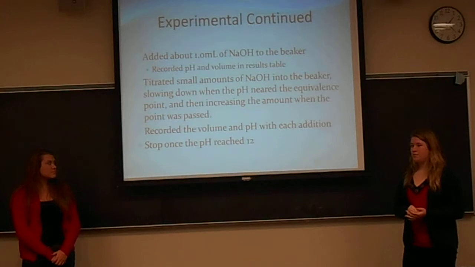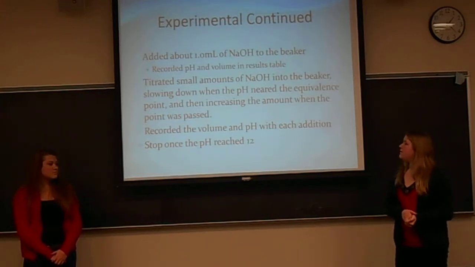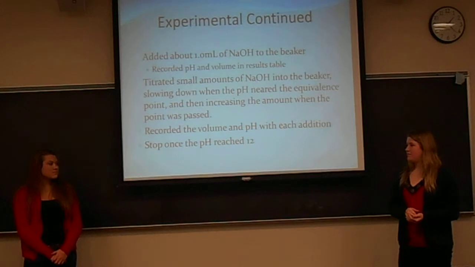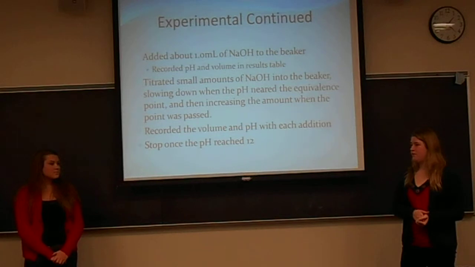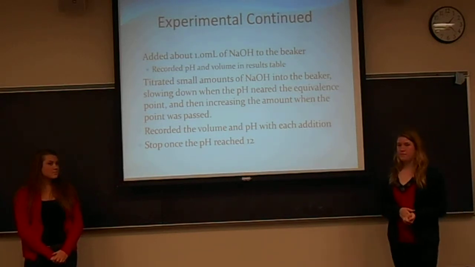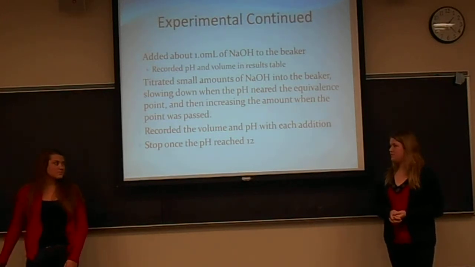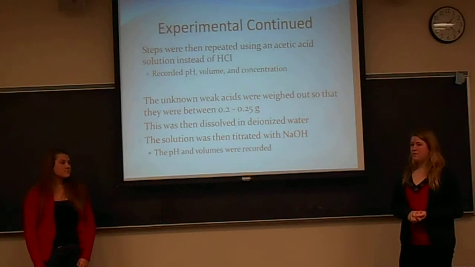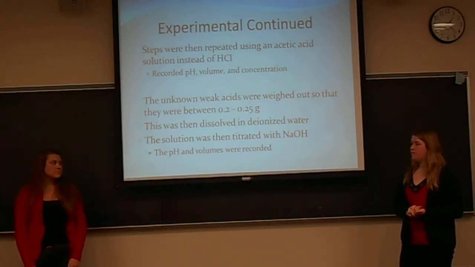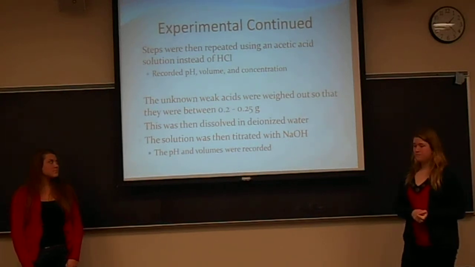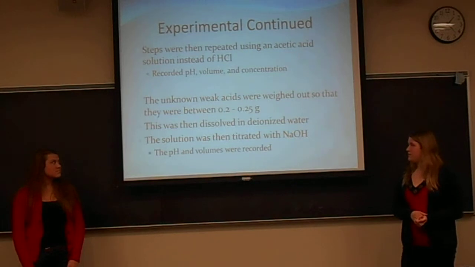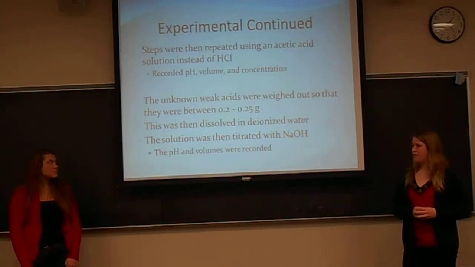We kept titrating small amounts of NaOH into the beaker until the pH changed by greater than 0.2 pH units. At that point, we decreased the amount of NaOH we added until we passed the equivalence point, and then we increased the amount of NaOH until we stopped at a pH of 12. In the second experiment, instead of using HCl in the beaker, we used acetic acid. And then in the third and fourth experiments, we measured 0.2 to 0.25 grams of each of our unknown acids and dissolved them in water and used those in the beakers.